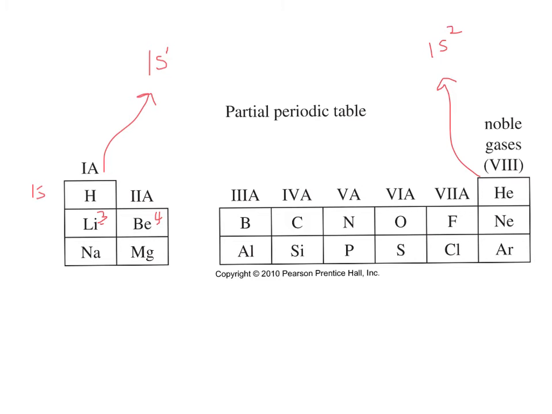So for lithium, you can't put all 3 electrons in 1s. Therefore, the first 2 electrons would go in 1s, so it would be 1s2. And then the only leftover electron would have to go into the next highest orbital, which would be 2s. We'd only have 1 electron left, so this would have 1 electron in the 2s and 2 electrons in the 1s, therefore 1s2, 2s1. Moving on to beryllium, it would be 1s2, 2s2.